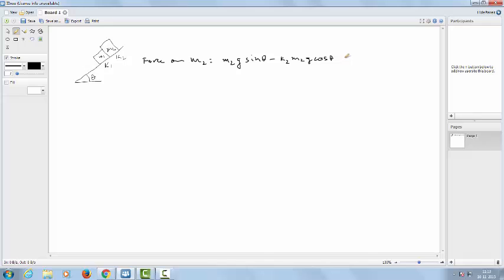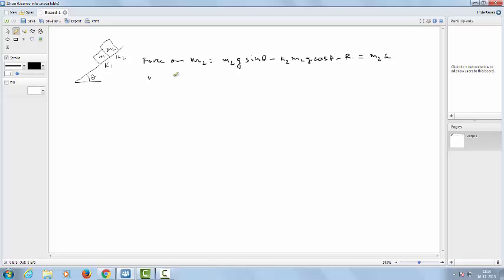And the third force is the force that m2 experiences due to m1, which we write as r, and because it is opposing the motion, let us make it minus r, and the whole will be equal to the mass of m2 multiplied by the acceleration of m2.